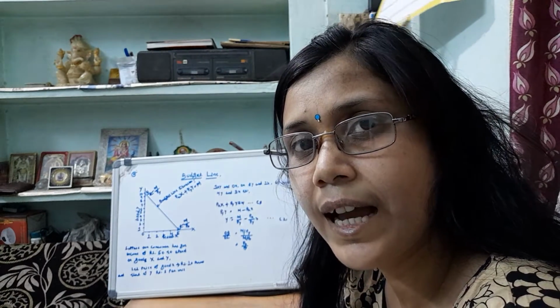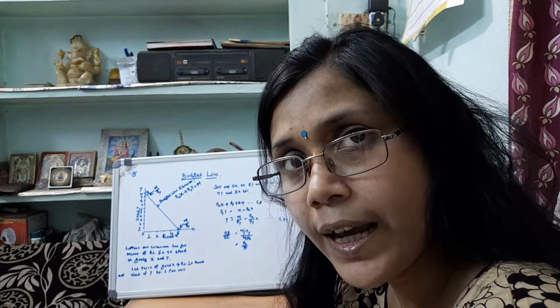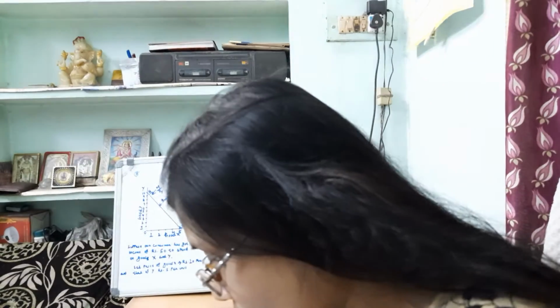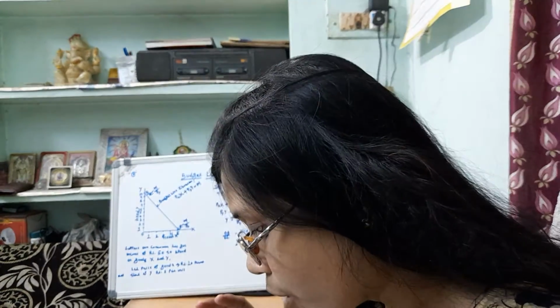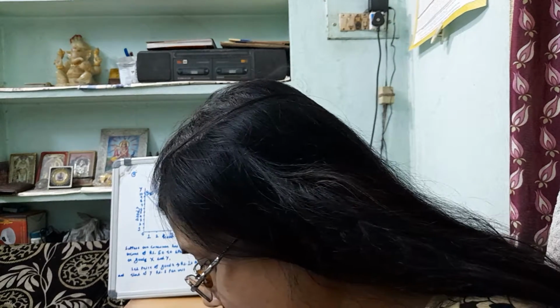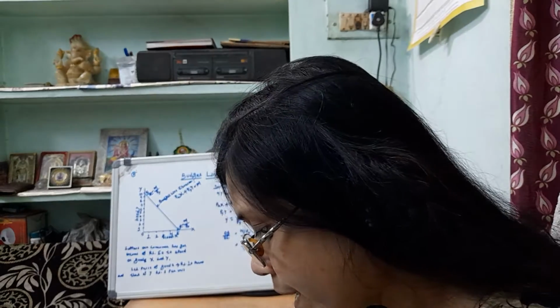In this class, I will discuss about budget line. Budget line is essential for understanding the theory of consumer's equilibrium. We have already discussed a higher indifference curve shows a higher level of satisfaction than a lower one. Therefore, a consumer in his attempt to maximize his satisfaction will try to reach the highest possible indifference curve.